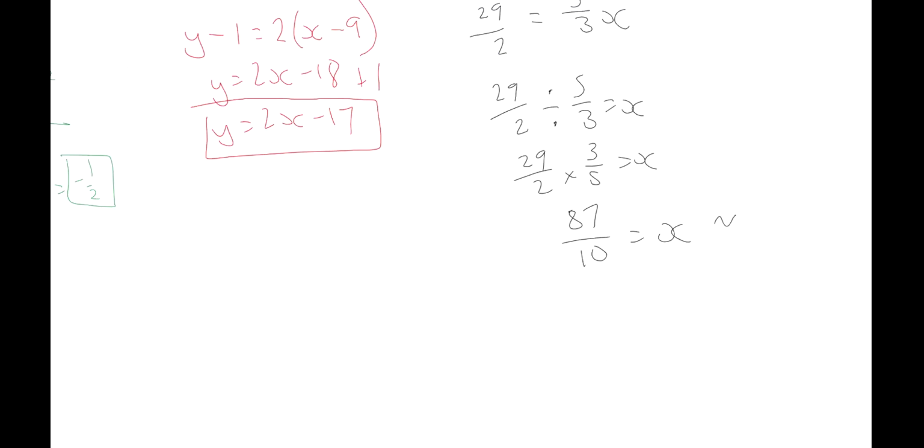Why am I doing an approximation? Or 8.7. If you're Josiah, you'll definitely write that. If you want me to like you, you'll write this. Okay, so that is the x coordinate.